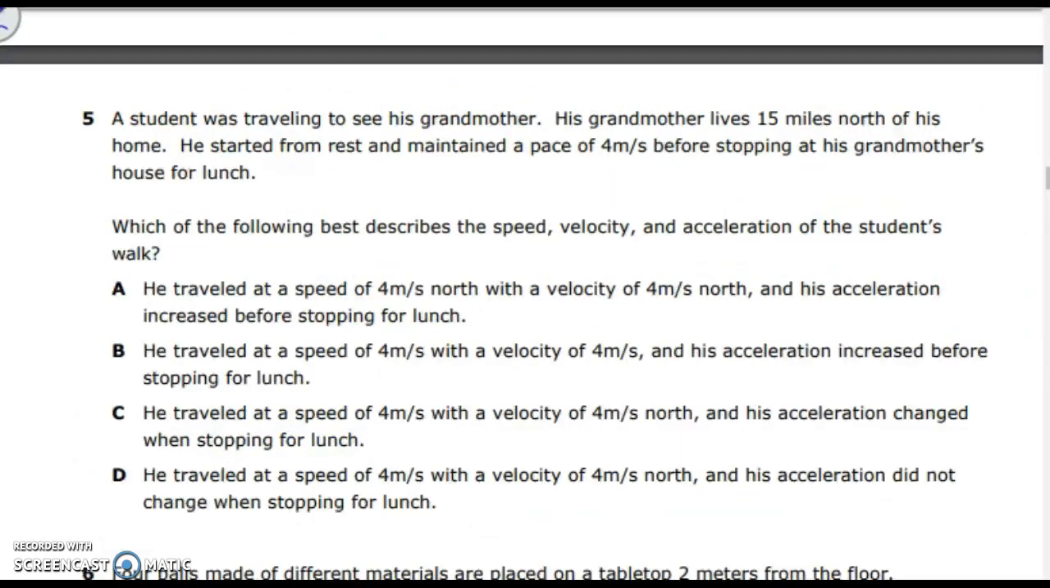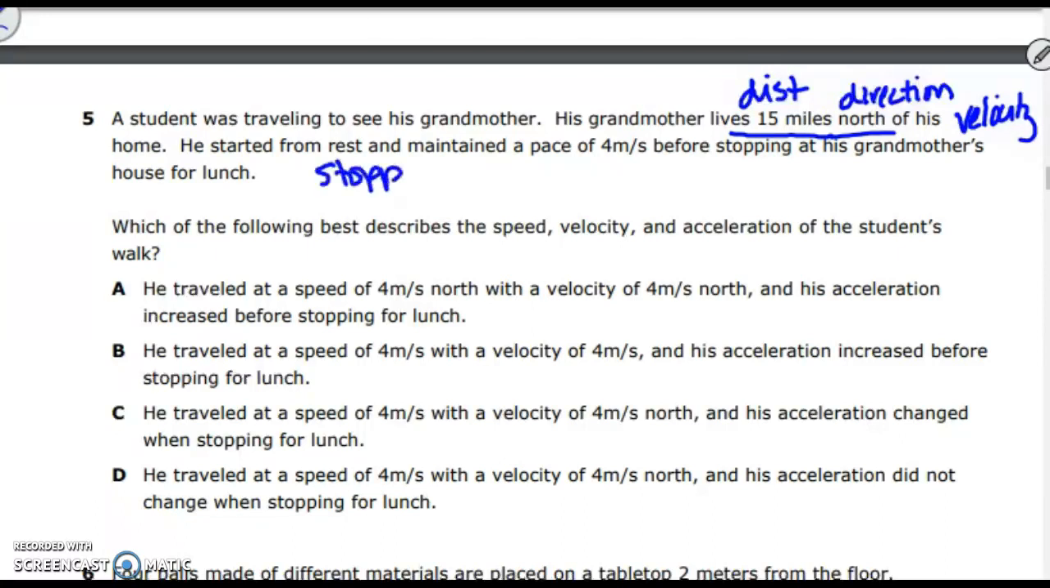Okay, number 5. A student was traveling to see his grandmother. His grandmother lives 15 miles north. Okay, so here we've got a distance. Here we have a direction. So I'm already thinking velocity. So I'm just going to put velocity off to the side of his home. He started from rest, so he stopped, and maintained a pace of maintained.